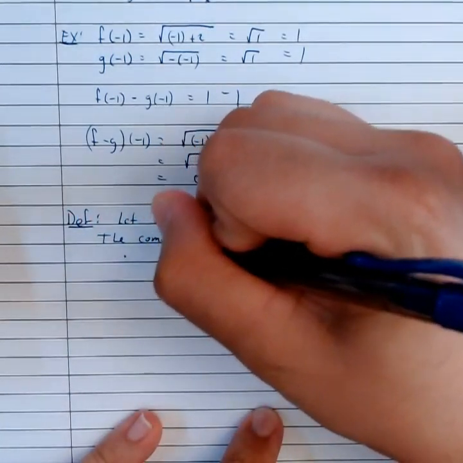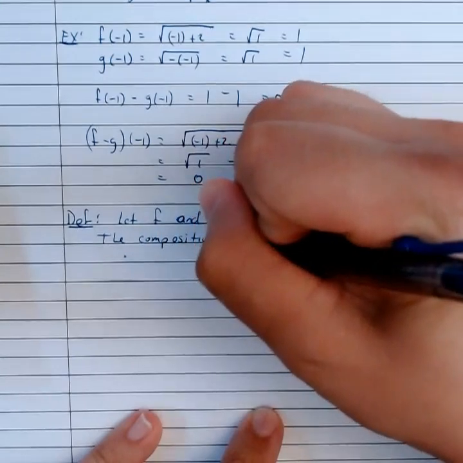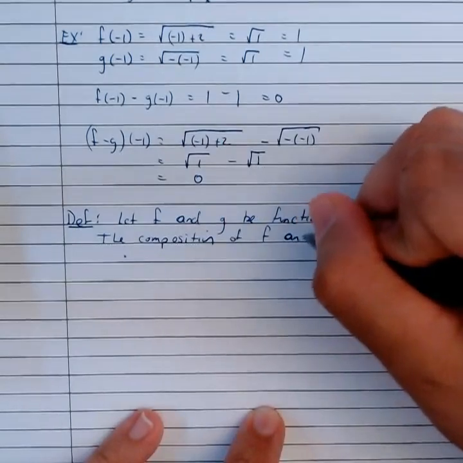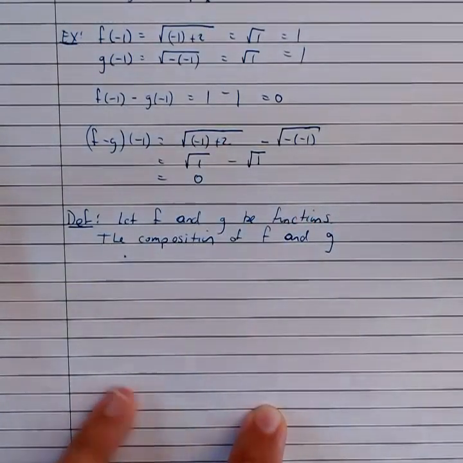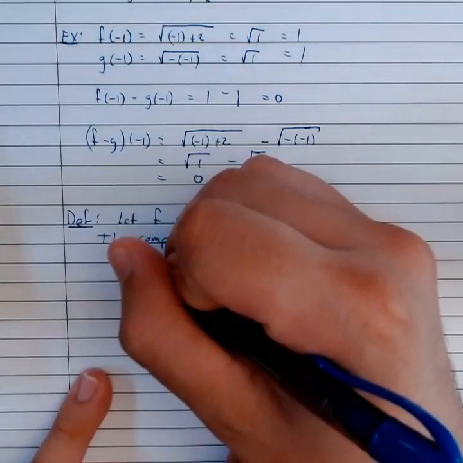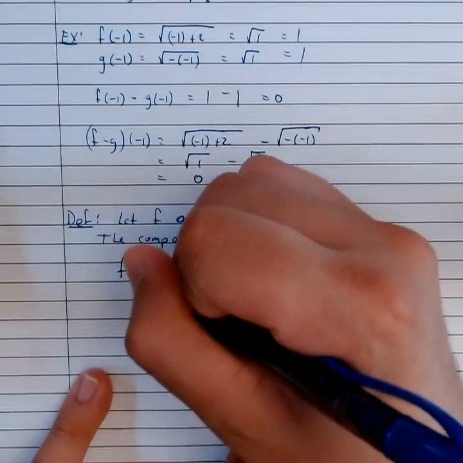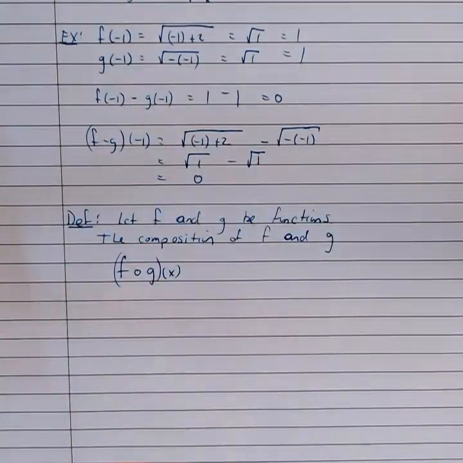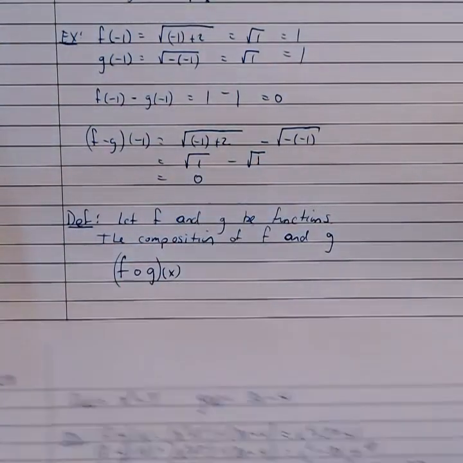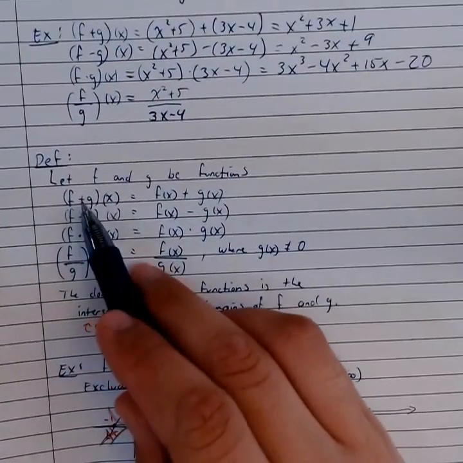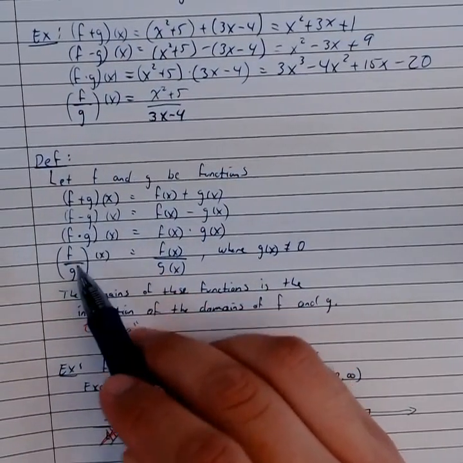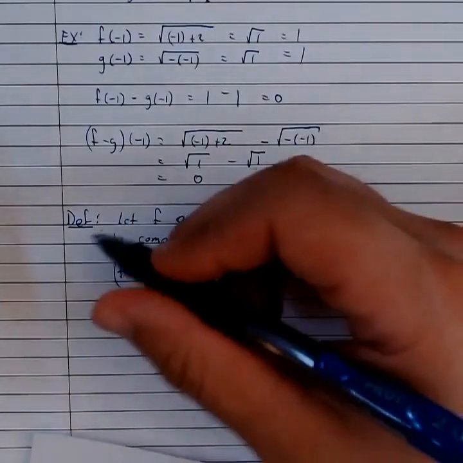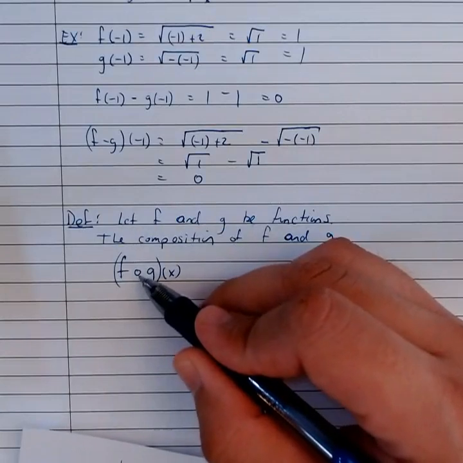The composition of f and g is given, first of all, the symbol that we use looks like this. It's going to be f of g of x. Compare that symbol to the symbols we've had before. We have f plus g, f minus g, f times g, and f divided by g. This one is read as f of g. So that little circle is read as of.